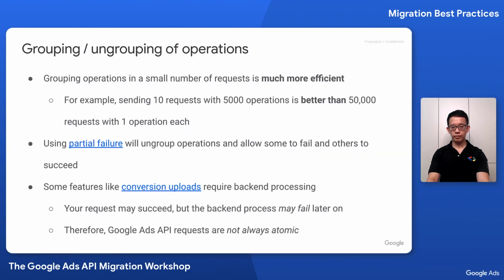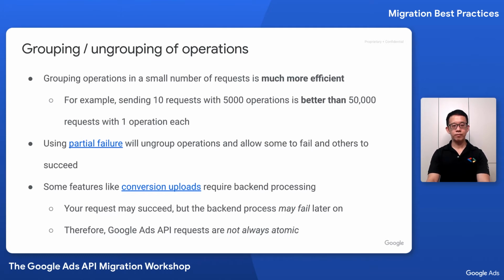Next is about grouping operations. In general, grouping operations in a small number of requests is much more efficient. For example, sending 10 requests with 5,000 operations is better than sending 50,000 requests with 1 operation each. This is because it saves the network traffic for us.